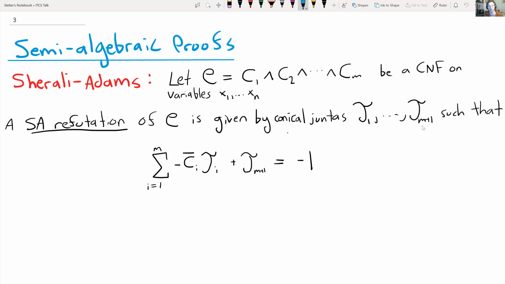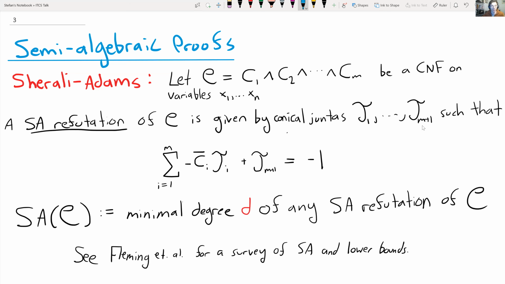So what that is, given a CNF C, a refutation is a list of conical juntas J1 through Jm plus 1, where on the left-hand side, we have the negated clauses multiplied by these conical juntas, plus an additional conical junta, equals -1. And why this is a refutation is because the left-hand side is non-negative, whereas the right-hand side is -1. So we can define, again, a complexity measure here, Sherali-Adams degree, as the minimal degree D appearing for any Sherali-Adams refutation of C. And we can also define size as the minimal number of monomials we need for a Sherali-Adams refutation of C before cancellation.